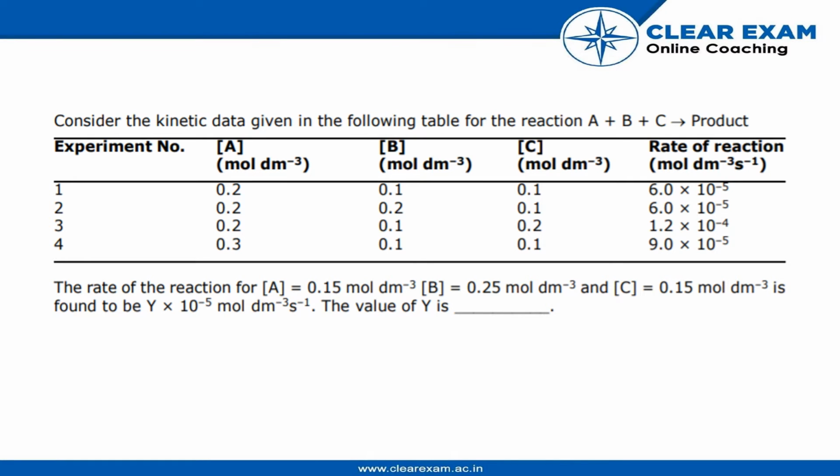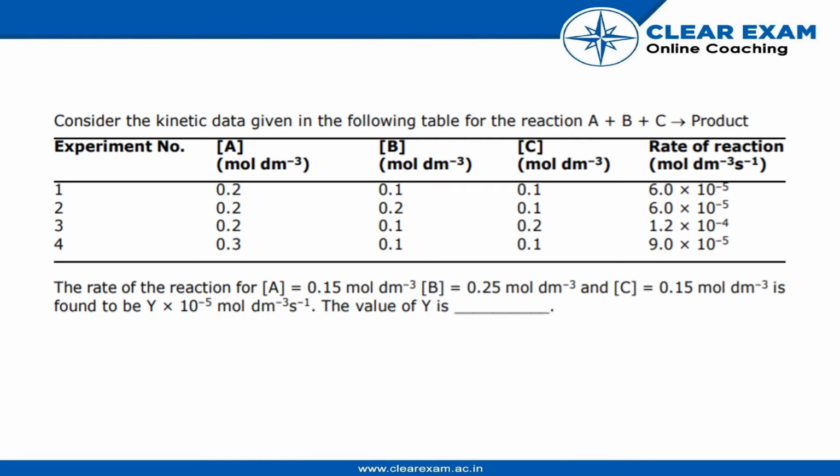Consider the kinetic data given in the following table for the reaction A + B + C gives product. As you can see, this table is given in the question. The rate of the reaction for A is 0.15 mol dm^-3, for B is 0.25 mol dm^-3, and for C is 0.15 mol dm^-3, and is found to be y × 10^-5 mol dm^-3 s^-1. The value of y is?